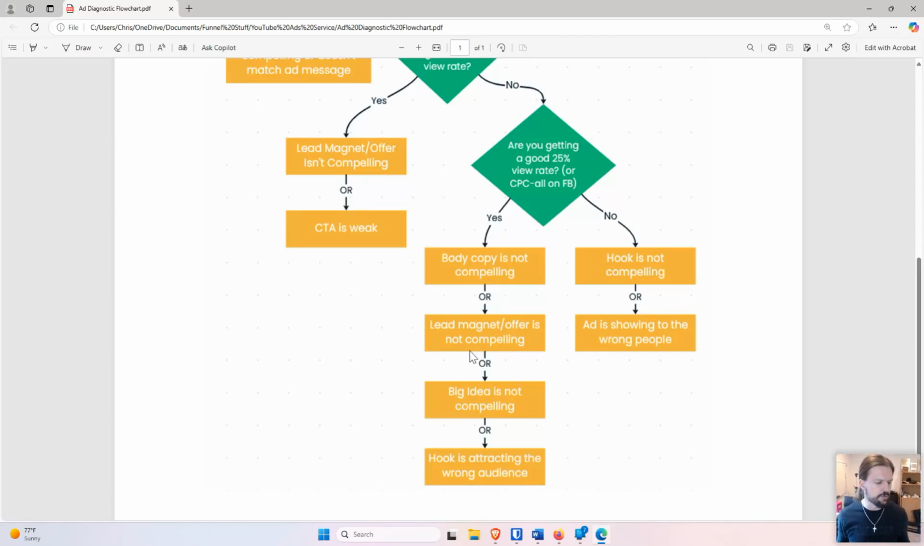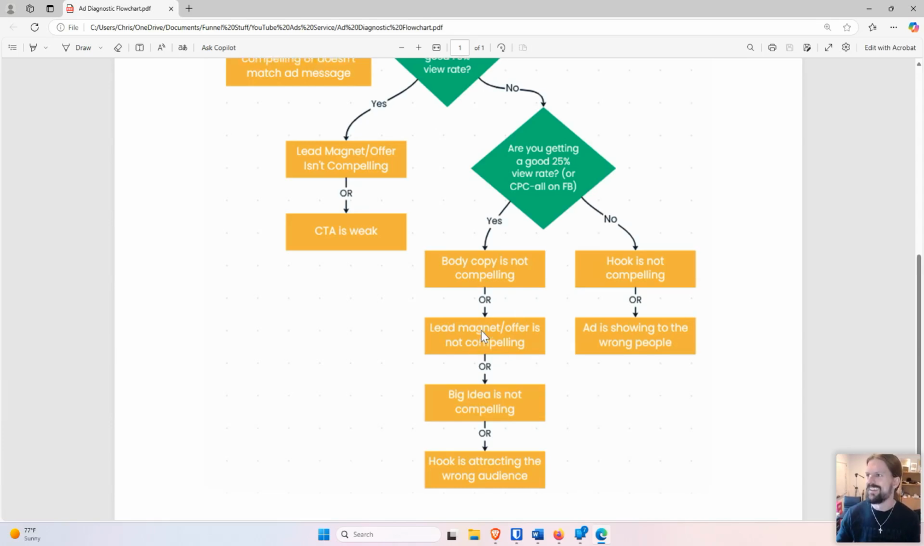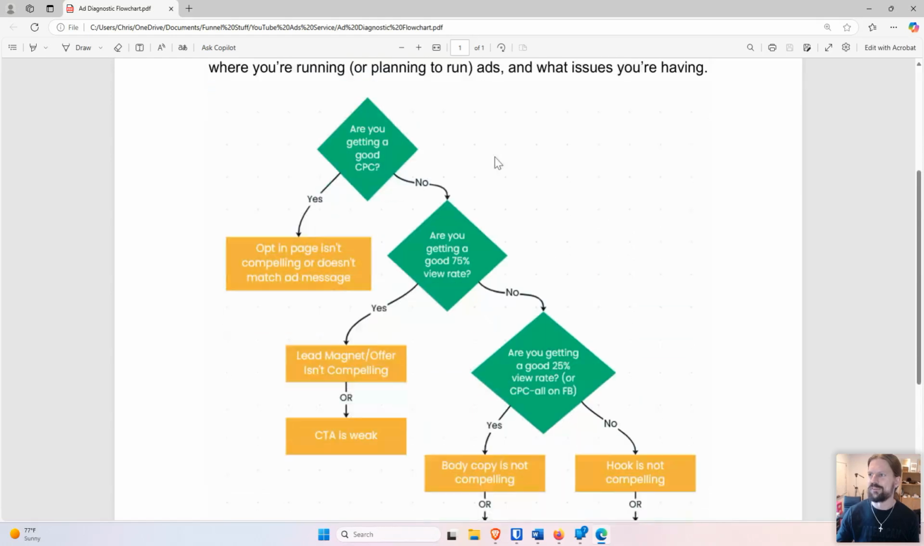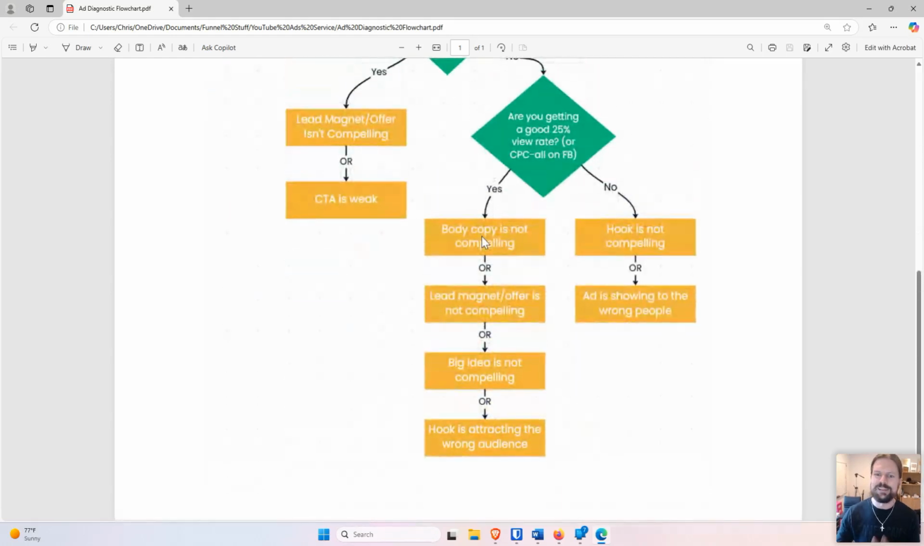So whatever it is that you're telling them to get is not compelling, which, ironically, this flow chart that I'm showing you right now, I use this as a lead magnet in ads, and it didn't work very well. Like, people were not interested in getting this flow chart, which is crazy to me because I think it's amazing. But, you know, at the end of the day, the market decides. So that was a case of the lead magnet or offer being not compelling.